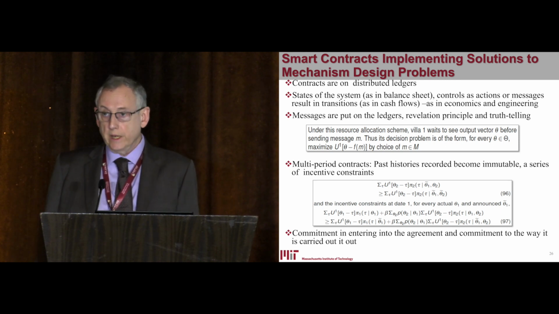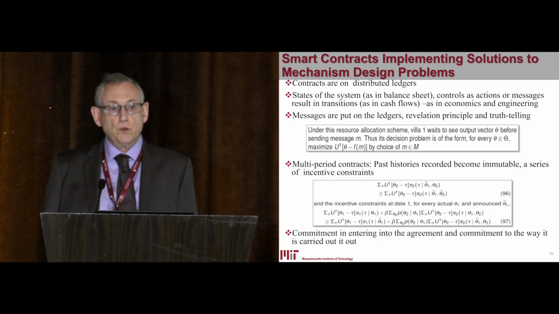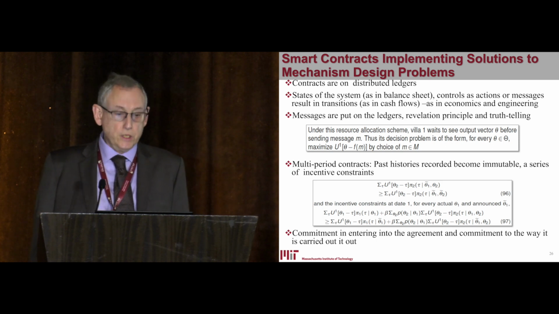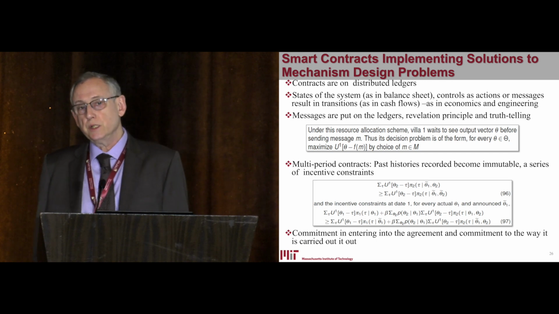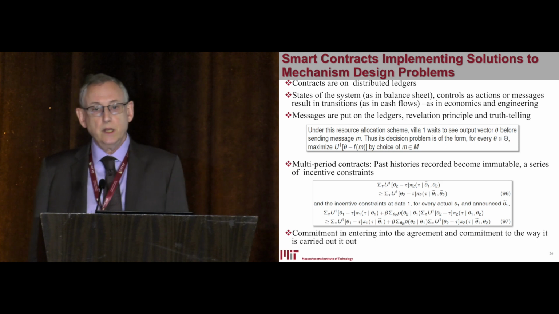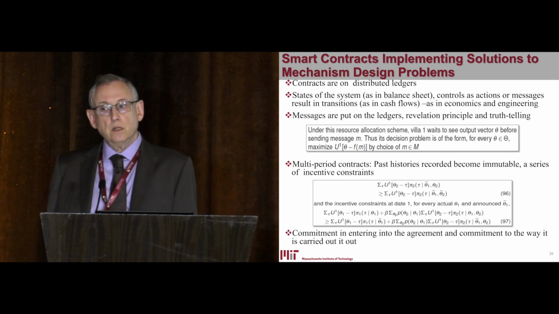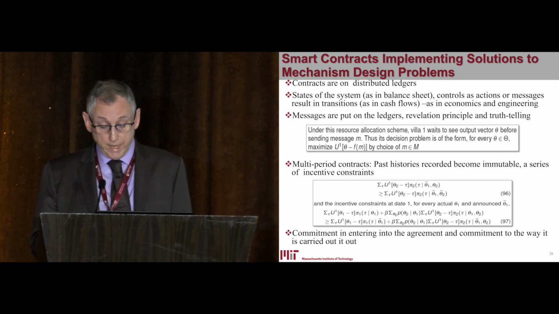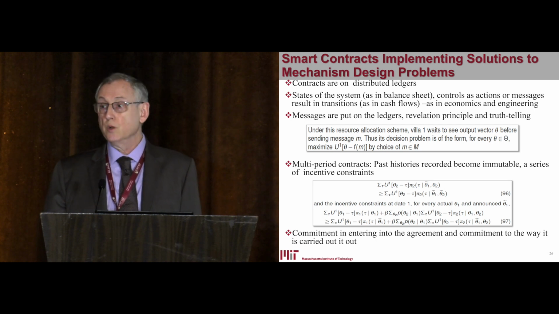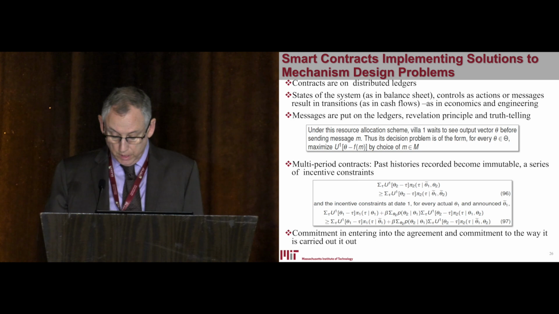The messages in particular are put on ledgers, and by the revelation principle, the messages have to be such as to maintain truth-telling. This allows, in addition, multi-period contracts where the past histories of messages are recorded and become immutable because you can't alter the blockchain. And then there are a series of incentive constraints in this notation for the first period, and then for the second period, and then working backwards again back to the first periods and so on. So the point is that the distributed ledgers represent a commitment device in terms of entering into the contracts and also a commitment to the way that the contracts are going to be carried out. You can't complain later because there's indisputable evidence that you had entered into the contract and it's designed so as to achieve the desired outcome.